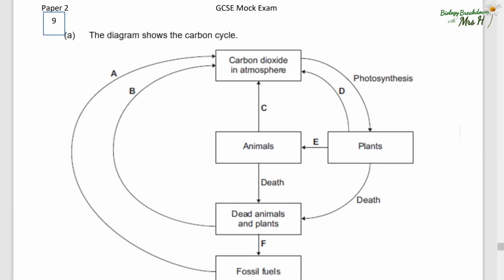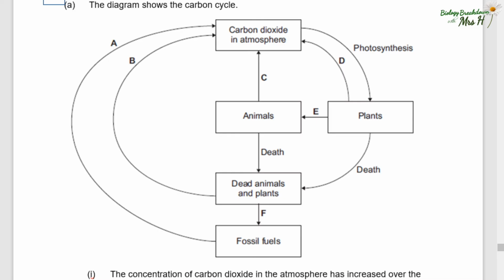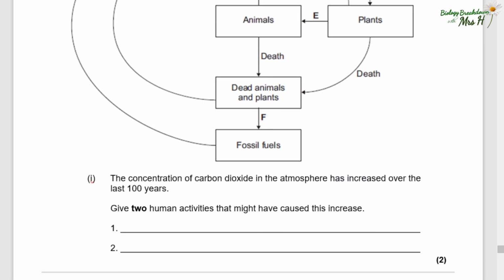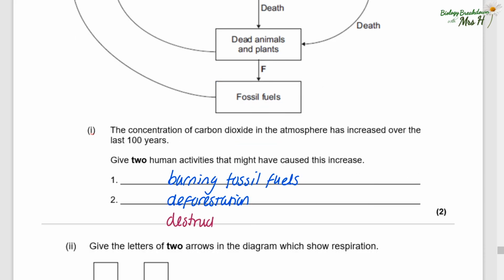Number 9, the diagram shows the carbon cycle. The concentration of carbon dioxide in the atmosphere has increased over the last 100 years. Give 2 human activities that might have caused this increase. The burning of fossil fuels is probably your most obvious one you're going to go with. We've already had a question on deforestation, so you know that. You may have put destruction of peat bogs as well, because that does release a lot of carbon dioxide into the atmosphere.